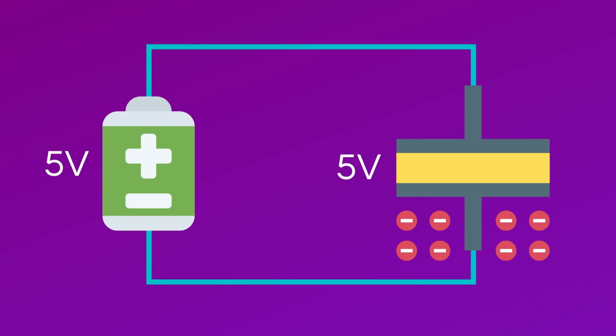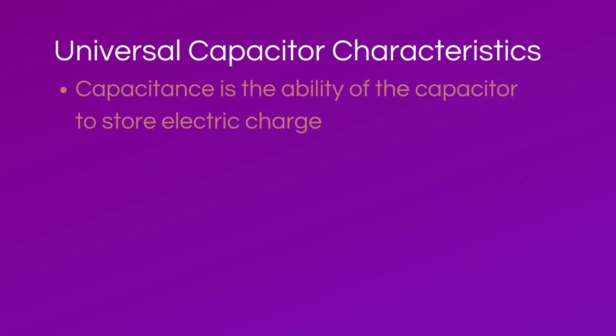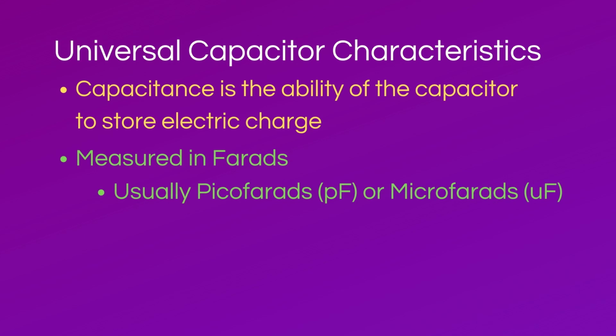When the voltage source is turned off or removed, the capacitor will discharge until there is an even amount of charge on each plate. Capacitors are rated in terms of capacitance and voltage. Capacitance is the ability of the capacitor to store electric charge and is measured in farads. However, the farad is a very large unit of measurement. Therefore, most capacitors that you will see in circuits are measured in picofarads or microfarads.